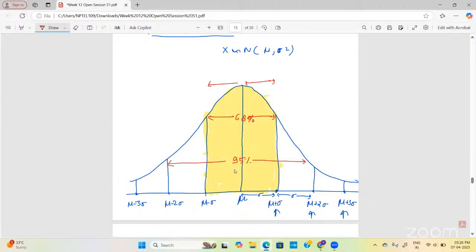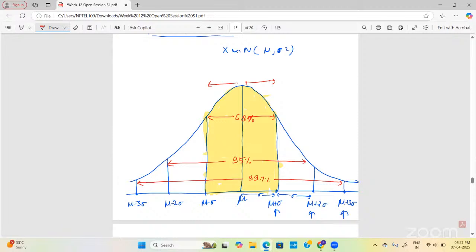Just imagine this entire region, this yellow one and this one, and this one. I'm not coloring it, otherwise it can be confusing for you. So if you are going two standard deviations away from the mean in both directions, then it will be covering 95% of the entire region. Similarly, if you go three standard deviations away, then it covers 99.7% of the entire region. So this is the approximation rule, and these are the approximate probabilities, not exact.